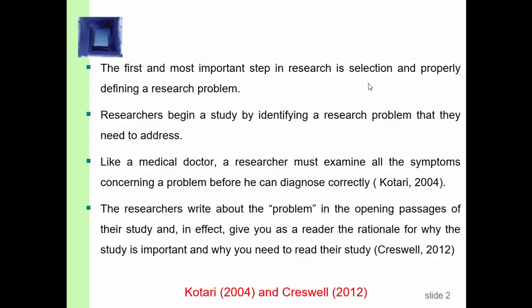According to Creswell, the researchers write about the problem in the opening passages of their study, and in effect give you as a reader the rationale for why the study is important and why you need to read this study. He has well said that almost all the researchers give an introduction to the research problem in the beginning of their research, which gives you the rationale for why this study is being carried out.